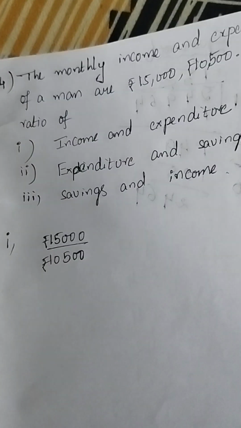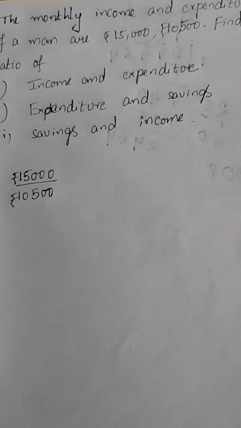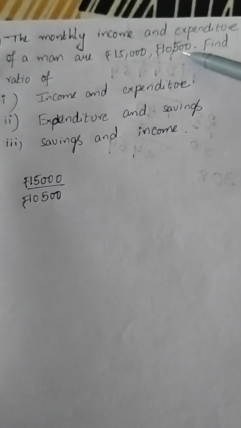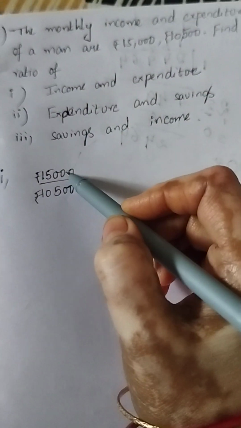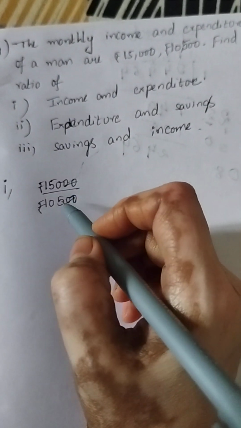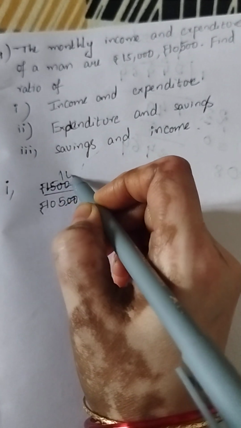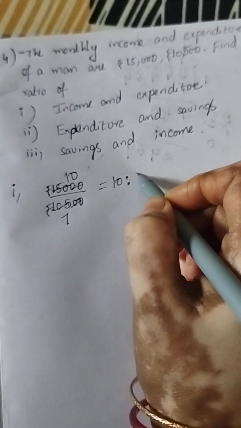Okay, next type is this type of question. The monthly income and expenditure of a man is 15,000 and 10,500. Find the ratio of income to expenditure. So you write income, expenditure, the zeros cancel. Next do cancellation. 15 tens, 15 sevens. So 10 is to 7.